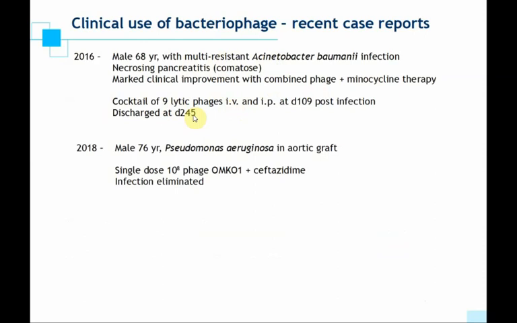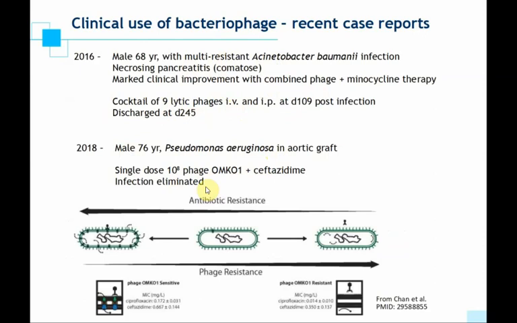Another one, a similar kind of thing, 2018. This man, 76 years old, had a Pseudomonas aeruginosa infection, once again a gram-negative pathogen, in an aortic graft next to his heart. They gave him 1 dose of this phage, OMK01, plus antibiotic, and it just eliminated the infection. Now, this one is really clever because it has a very intelligent combination of the antibiotic and the phage, because the resistance mechanism of Pseudomonas aeruginosa against this antibiotic is to down-regulate the porin that allows it to get in.